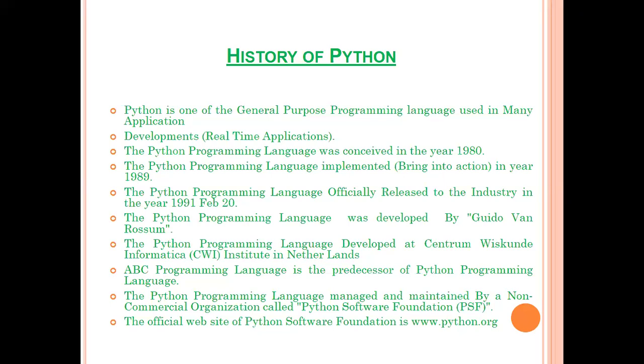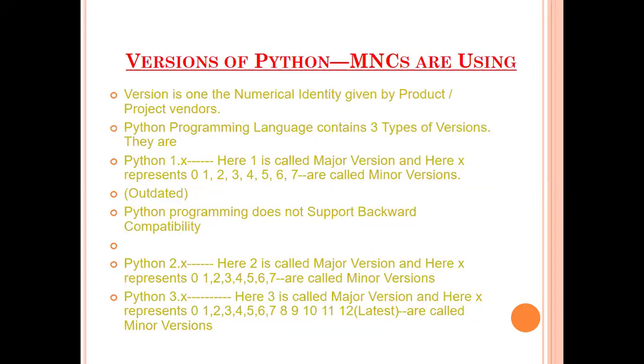Now let's talk about the versions of Python, and which versions MNCs are using. What are versions? Versions are a numerical identity given by the product or project vendors. Right? It is given by the project vendors.